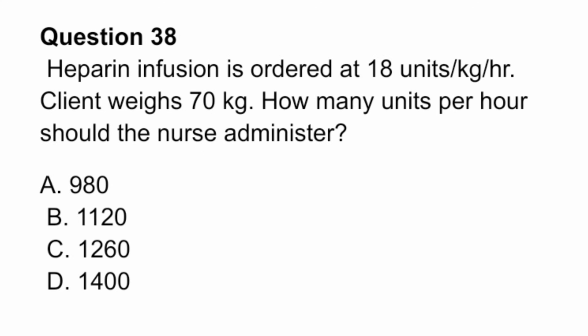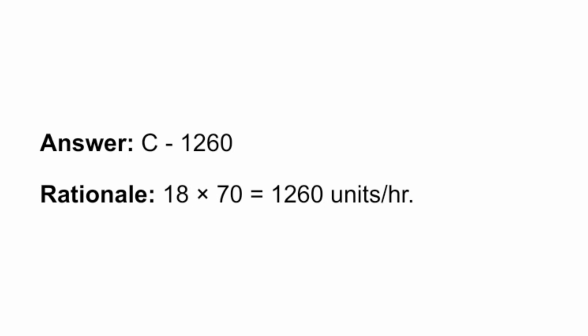Question 38. Heparin infusion is ordered at 18 units per kilogram per hour. Client weighs 70 kilograms. How many units per hour should the nurse administer? A. 980. B. 1,120. C. 1,260. D. 1,400. Answer is C. 1,260. Rationale: 18 times 70 is equal to 1,260 units per hour.